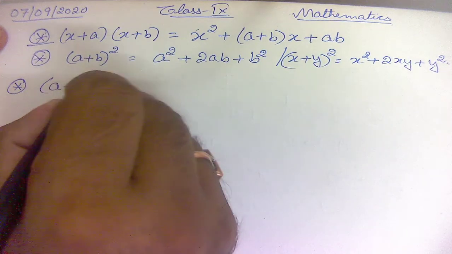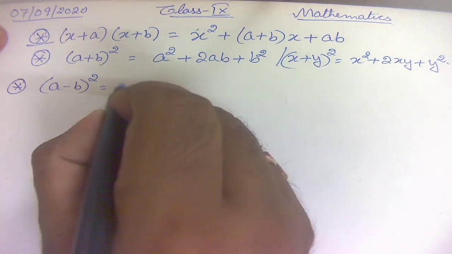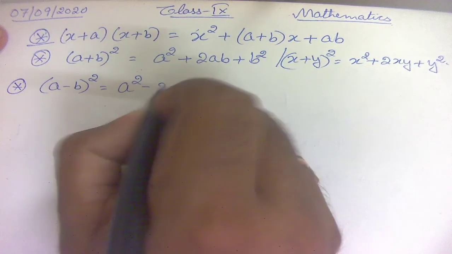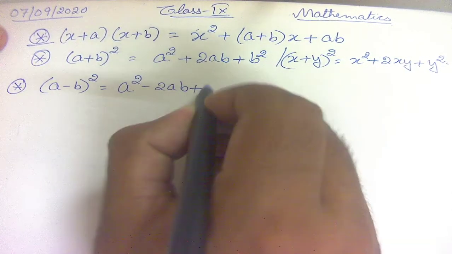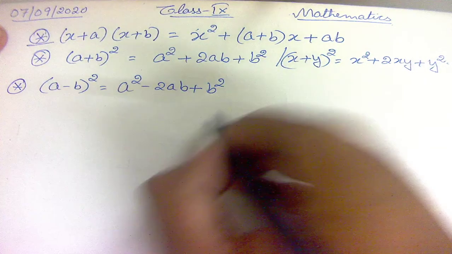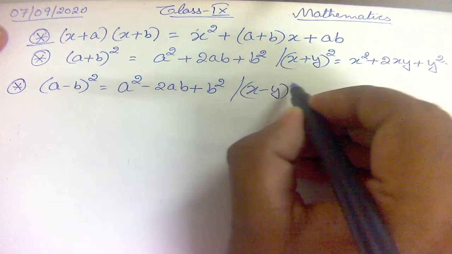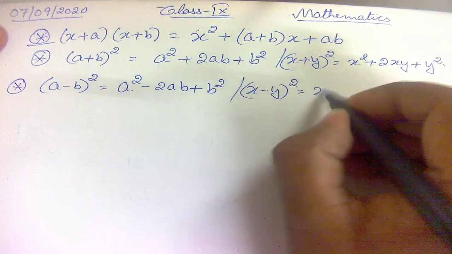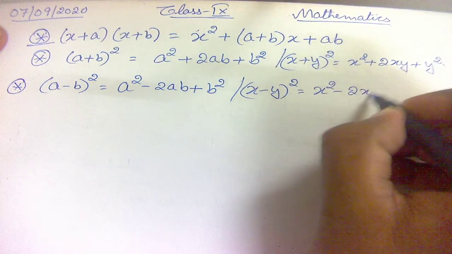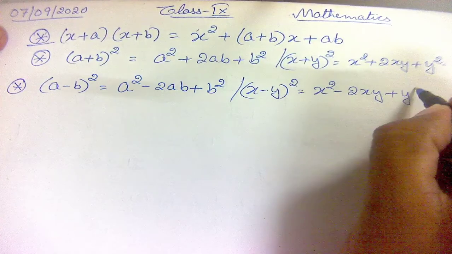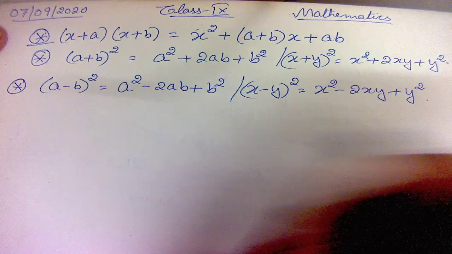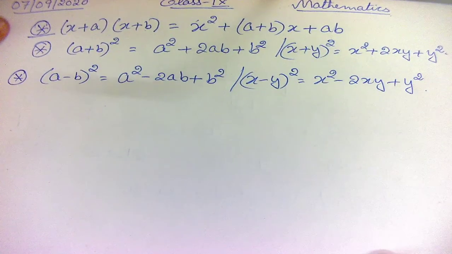Now today we will discuss the next two identities, out of which the first one is (a - b) whole squared, that is equal to a squared - 2ab + b squared, or you can take it as (x - y) whole squared, which is equal to x squared - 2xy + y squared. So we will first discuss this identity.